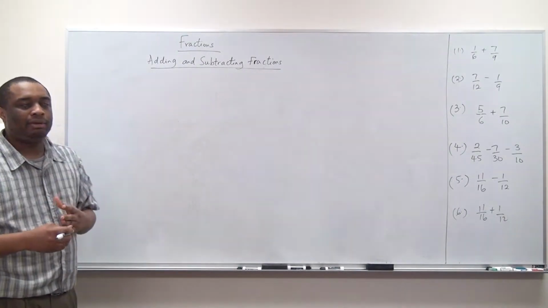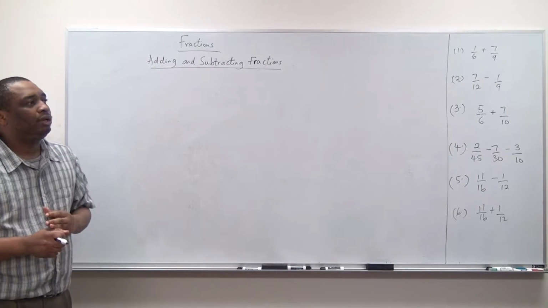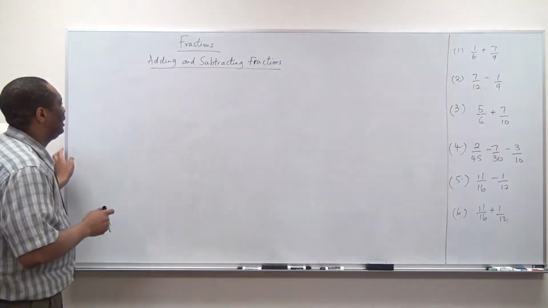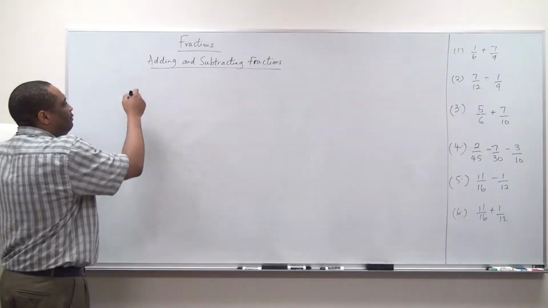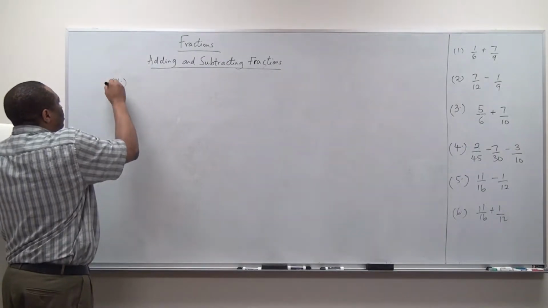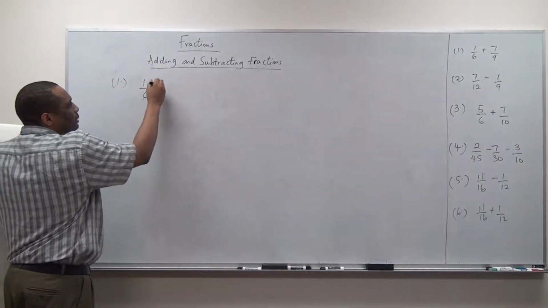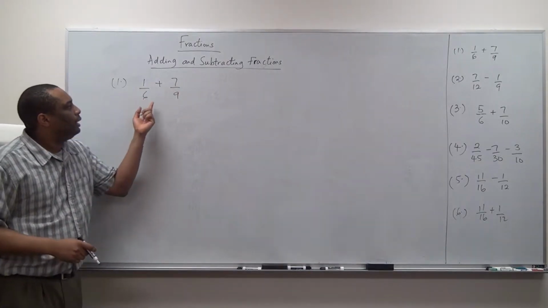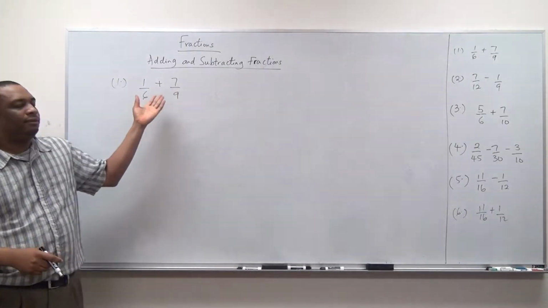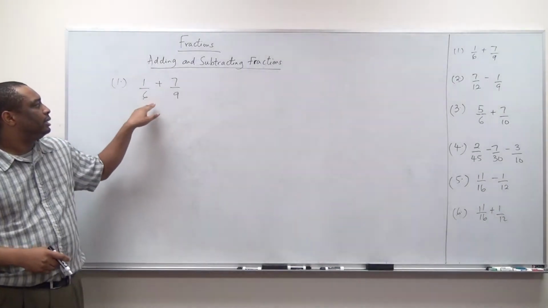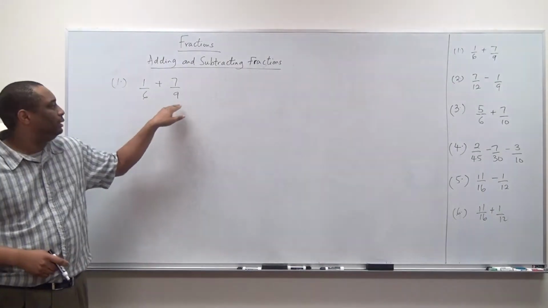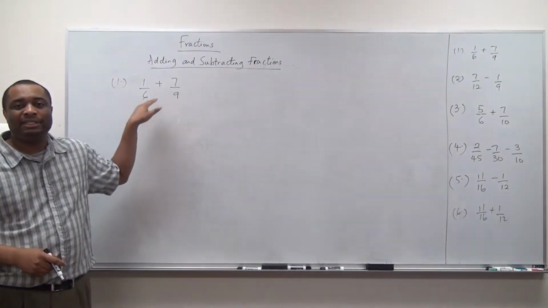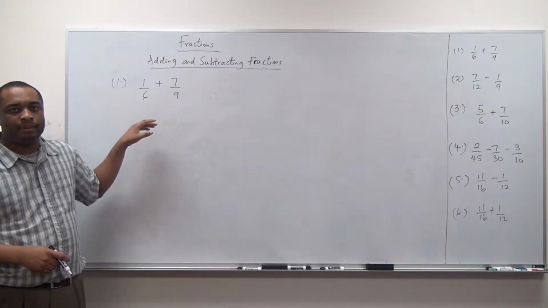Like I said earlier on, in this case we shall be doing only proper fractions. So let's start with some examples. Assuming we have example 1 over 6 plus 7 over 9. If you look at these two fractions, they don't have the same denominators.